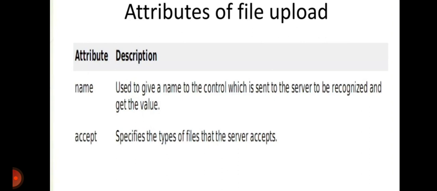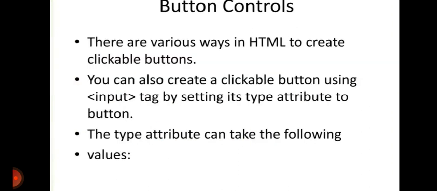Attributes of file upload. First one is name, used to give a name to the control which is sent to the server to be recognized and get the value. Next one is accept. Specify the types of files that the server accepts.